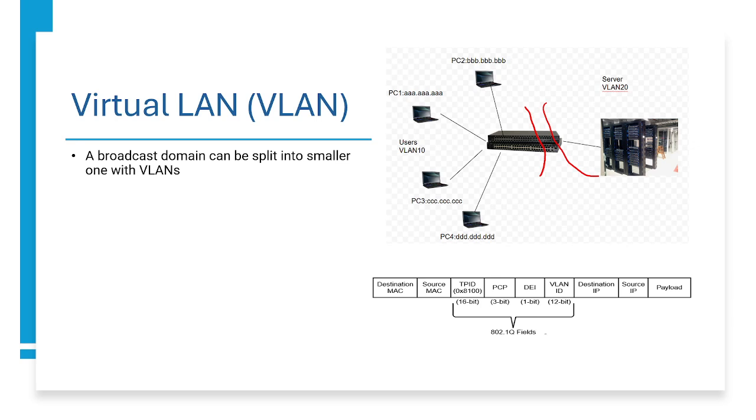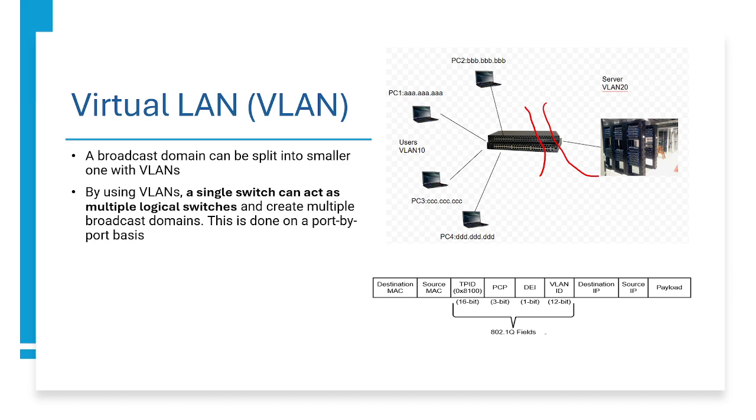Yeah, that's what it says, that a broadcast domain can be split into smaller ones with VLANs. By using VLANs, a single switch can act as multiple logical switches and create multiple broadcast domains. This is done on a port basis. You can do it other ways, but it's still advisable to do it by port if you're a new learner.